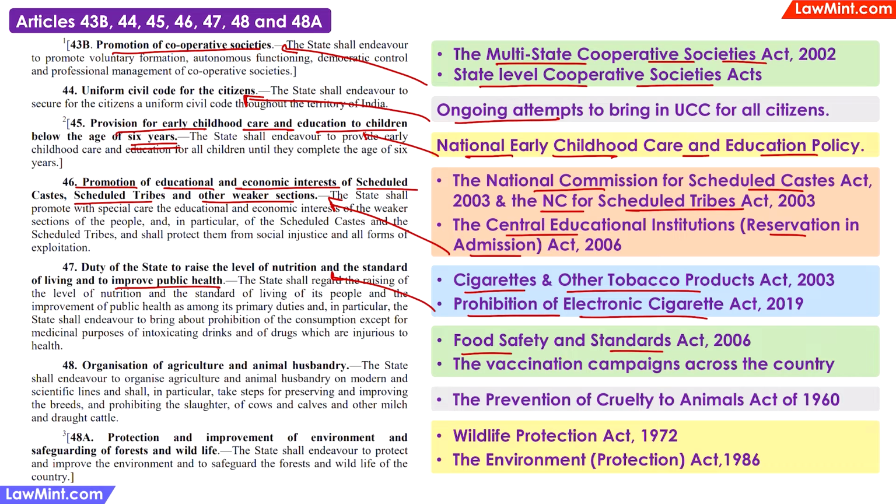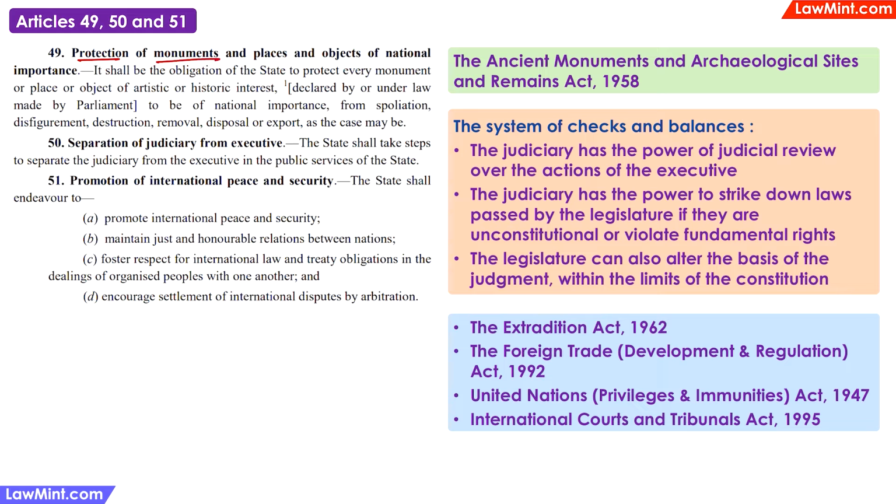Government programs like the vaccination campaign are aimed at improving public health. There are several national and state level laws that are aimed at organizing agriculture. Acts like the Prevention of Cruelty to Animals Act protect animals, including cows, calves, and other cattle. The Wildlife Protection Act, the Environment Protection Act, and other government policies work towards the protection and improvement of the environment, forests, and wildlife across India. With regards to the protection of monuments and places and objects of national importance, there is the Ancient Monuments and Archaeological Sites and Remains Act and other rules.